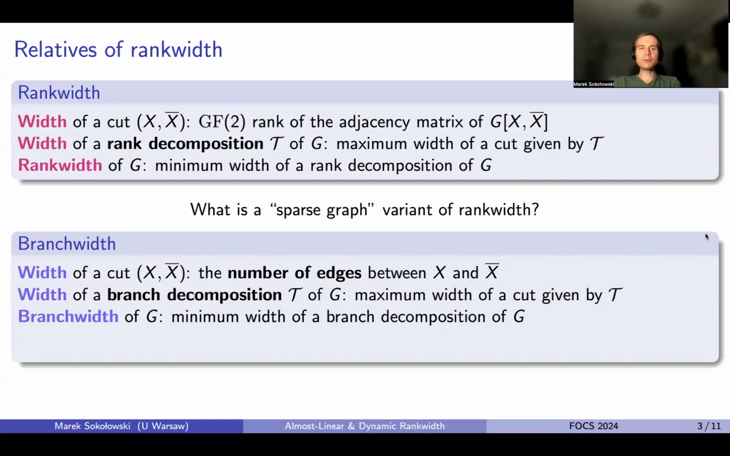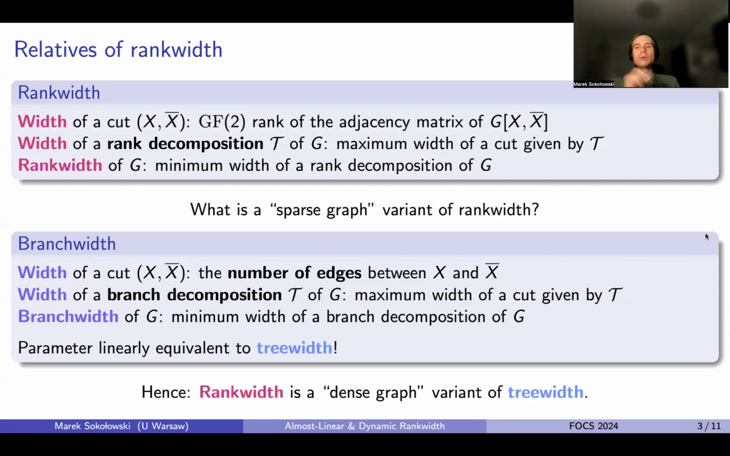If you know a thing or two about graph parameters, you probably know that branch width is linearly tied to tree width. Whenever tree width is bounded, branch width is also bounded for a graph or a class of graphs, and vice versa. So somehow we have an argument to be made that rank width is a kind of dense graph variant of tree width. There are actually countless different reasons why rank width is a dense graph variant of tree width, but this is one of such reasons.